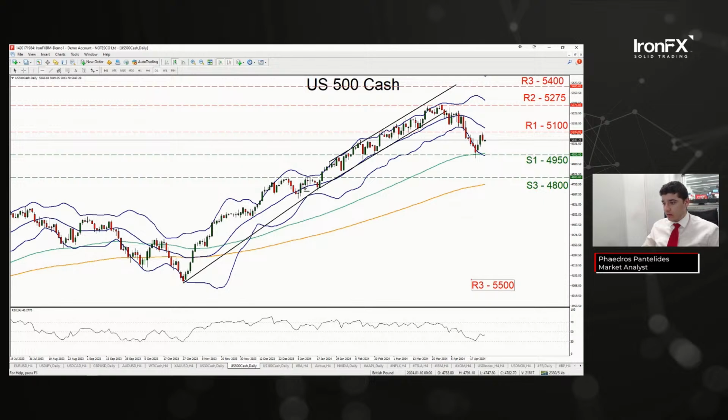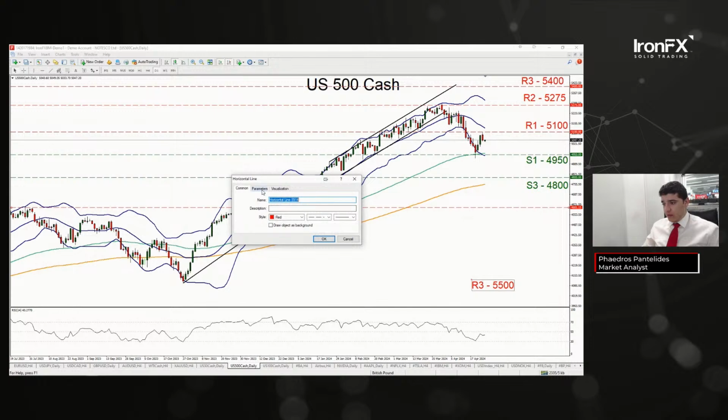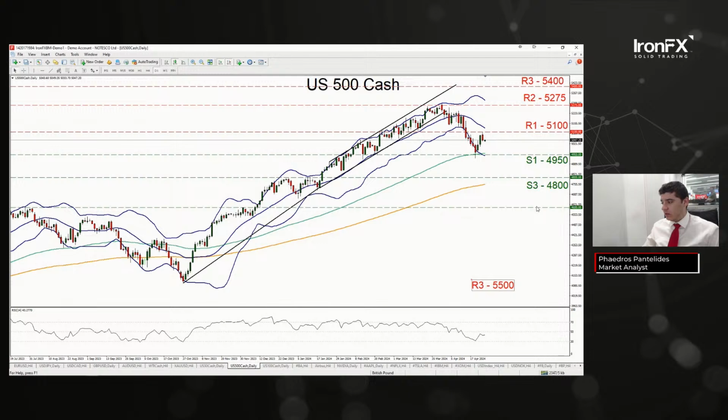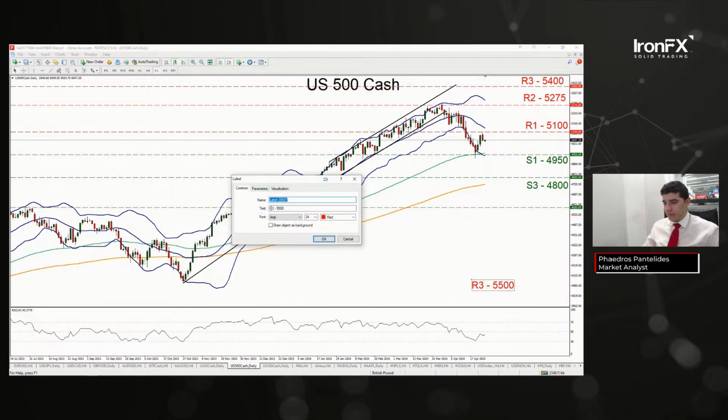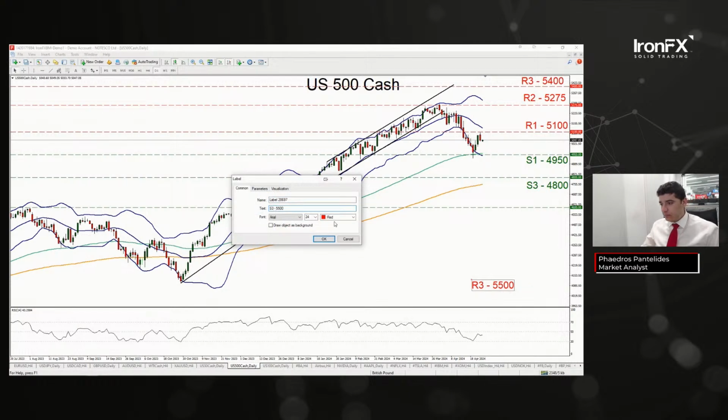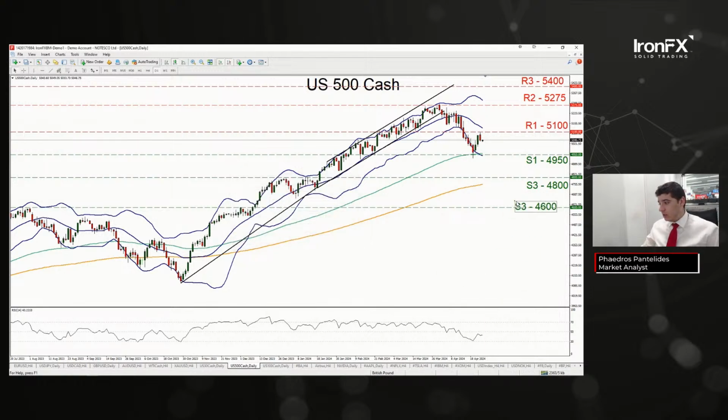And then short high. 4,600 would be sufficient, big figure as well. So psychological impact at this point might be seen. So 4,600. So you have S1, S2, S3.